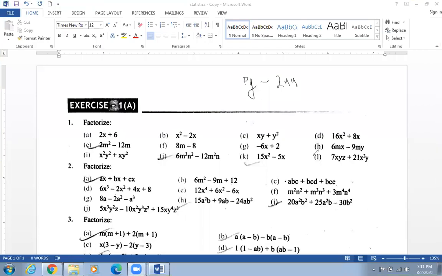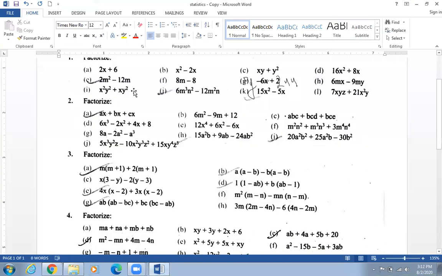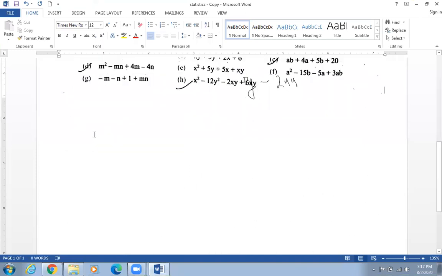Okay, so factorization is taking it common, and it is present on page number 244. Factorization, the algebra portion, right? Okay, so let me start. Let me scroll down. The question is: factorize 2x plus 6. Take a copy with you.